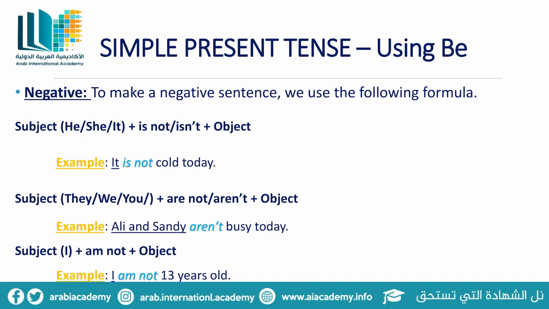For the last one, if the subject is I, I have to add am not plus object if we are talking about a negative sentence. So the sentence will be I am not 13 years old.